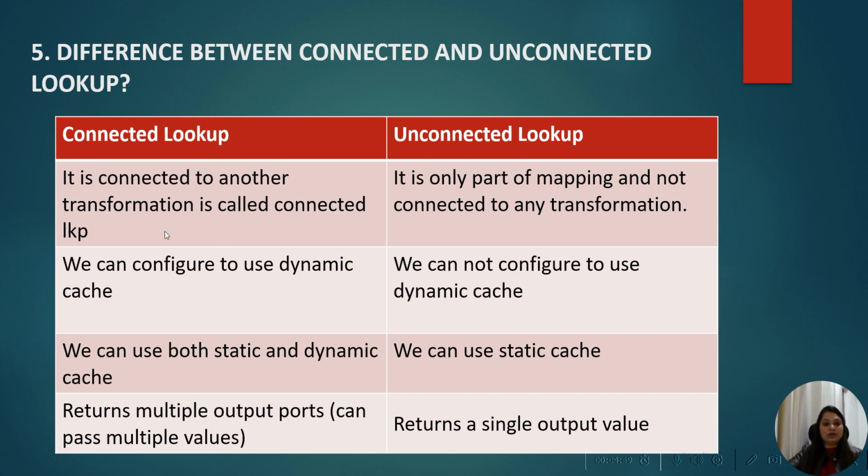In connected lookup, we can configure to use the dynamic cache. In unconnected lookup, we cannot configure to use the dynamic cache. In connected lookup, we can use both static and dynamic cache, but in unconnected, we can use only static cache. Connected lookup returns multiple output ports and unconnected lookup returns a single output port. Move to the next question.